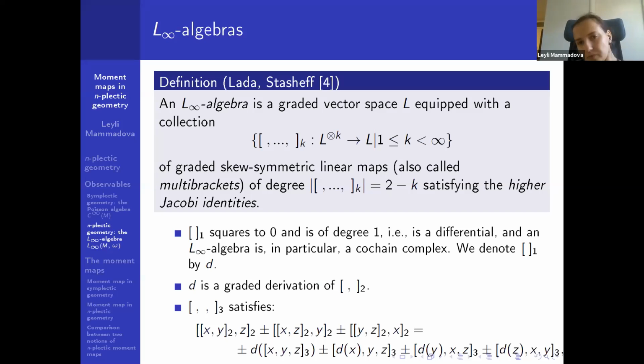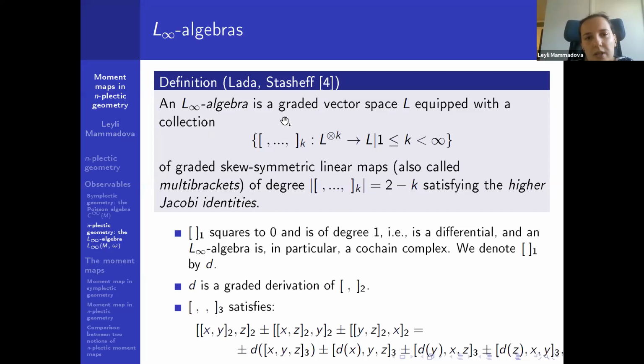So, well, people who introduced them claim that the idea has been floating around unofficially, sort of. But I mean, officially, this structure was introduced by Lada Stashev.